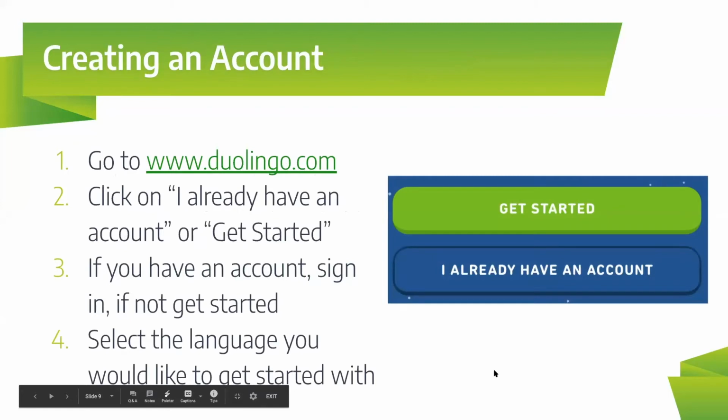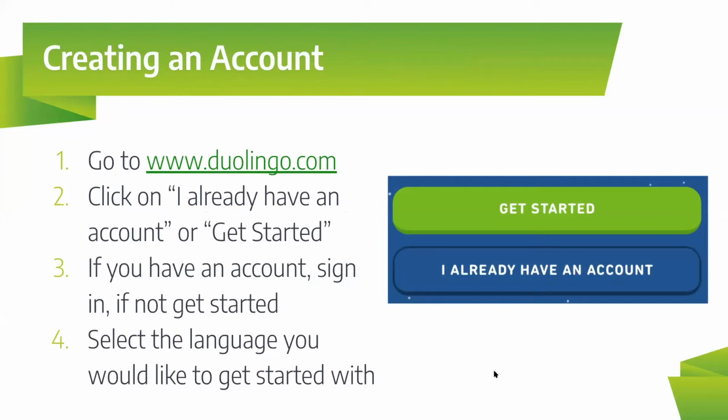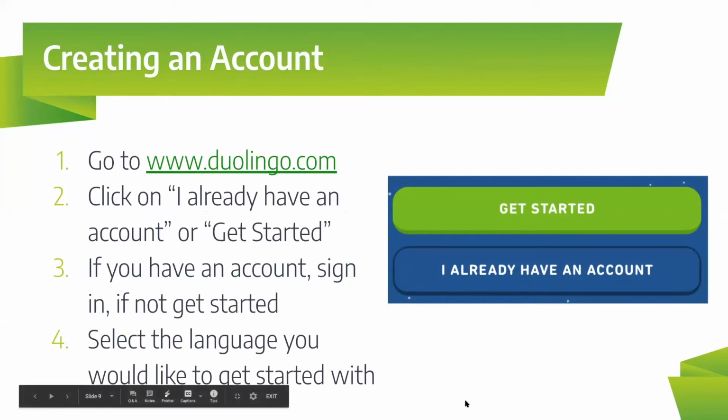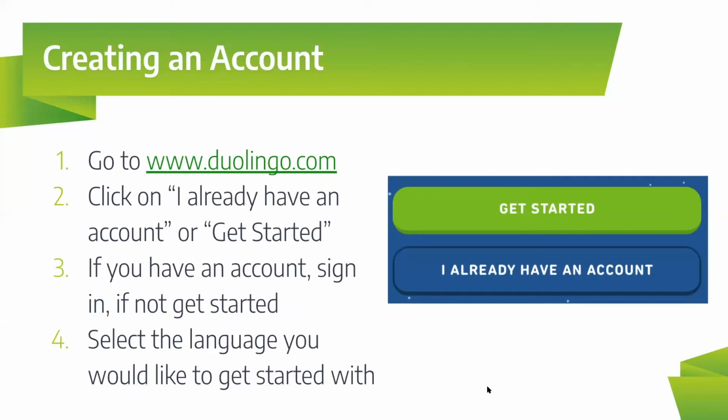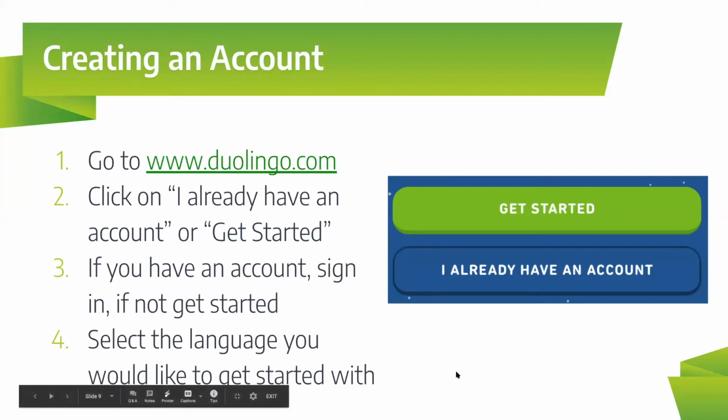So how do you create an account? First, go to www.duolingo.com. Then there are two options. You can either click on I already have an account or Get Started. So you can see to the right, the green button will signify that you are new to Duolingo and you want to create an account. And the one below that will say that you already have an account and will take you to the sign-in page. If you have an account, you can sign in. If not, get started. Then you can select the language you would like to get started with.